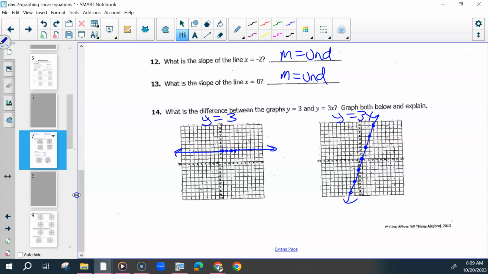So this one has a y intercept. This one has both. Any other similarities or differences? So when you are graphing, keep all of those similarities and differences in mind. If you get a y equals 3 or an x equals a number, it's going to be different than a y equals something with an x. Alright?